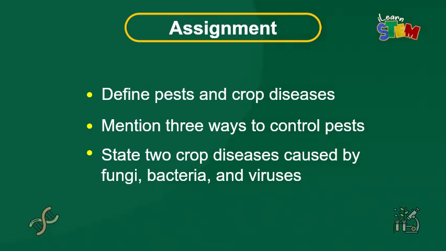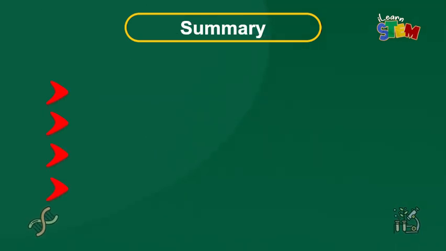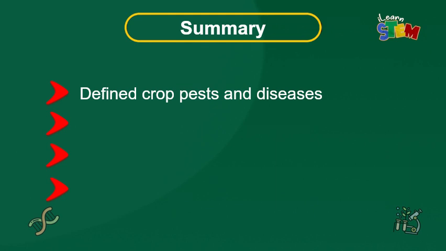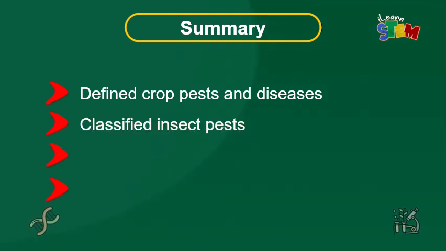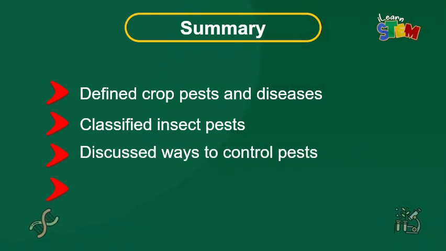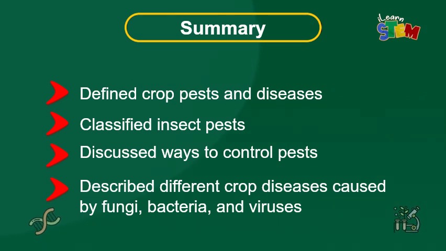Before leaving, let's summarize what we learned in this lesson. In this lesson, we defined crop pests and diseases. We classified insect pests. We also discussed ways to control pests. And finally, we described different crop diseases caused by fungi, bacteria, and viruses.